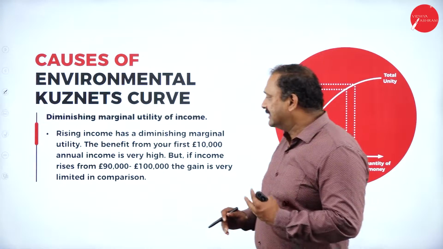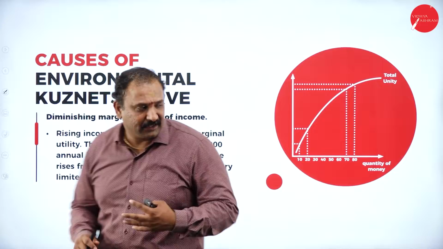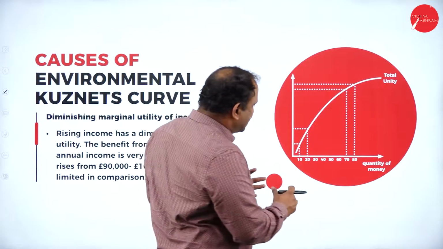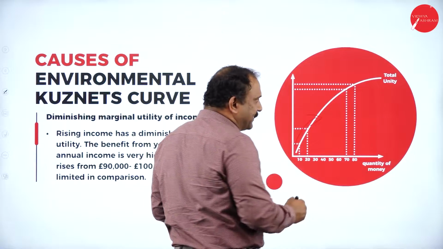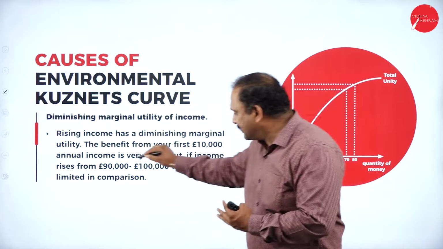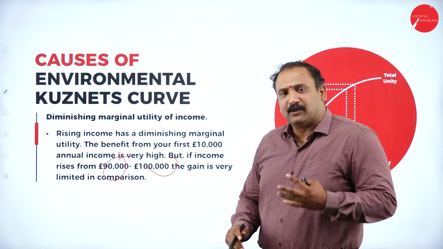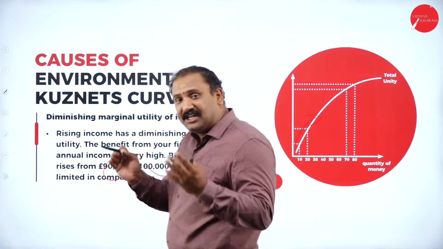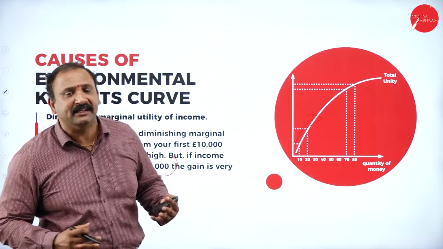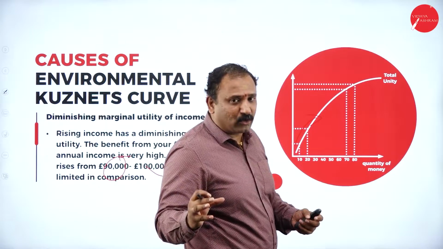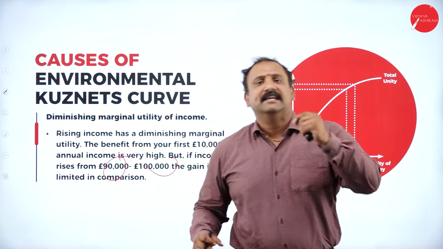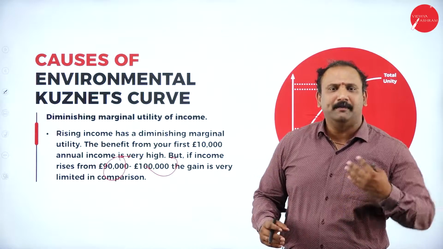Now, the other thing is the diminishing marginal utility of income. You can just have a look at the graph. The first 10,000 that you earn will be of greater benefit. But as you start earning more and more, when income rises from 90,000 to 1 lakh, the gain is limited. What I am trying to say here is that at the initial level, people will try to make maximum utilization of the gain in income. Nobody is going to deny that. Why? Because every single rupee that comes into your pocket is definitely going to be a great benefit. You are going to make the best use of it.